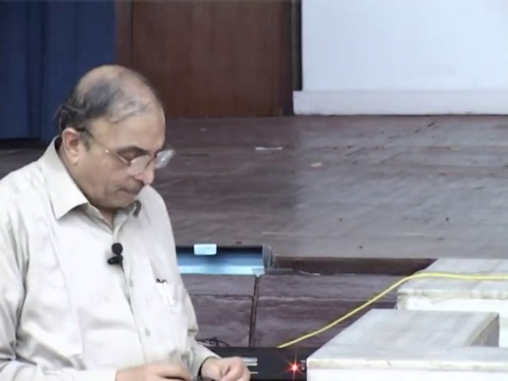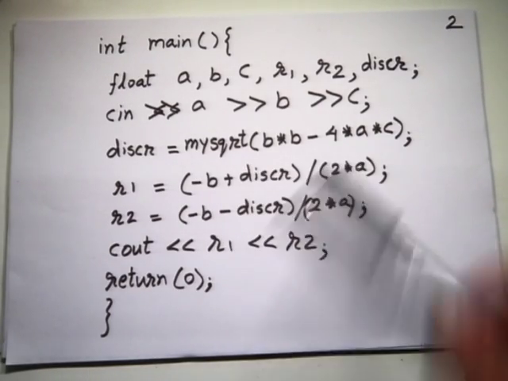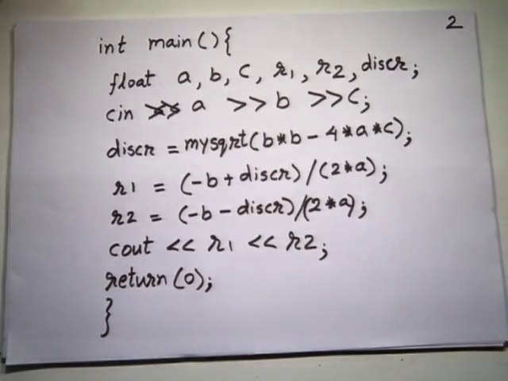Good program, would you say? There are some problems here. The problem is that when I go to this my square root function, b square minus 4ac may turn out to be 0, may turn out to be minus 27.4. How do you define square root of minus 27.4? Any idea?